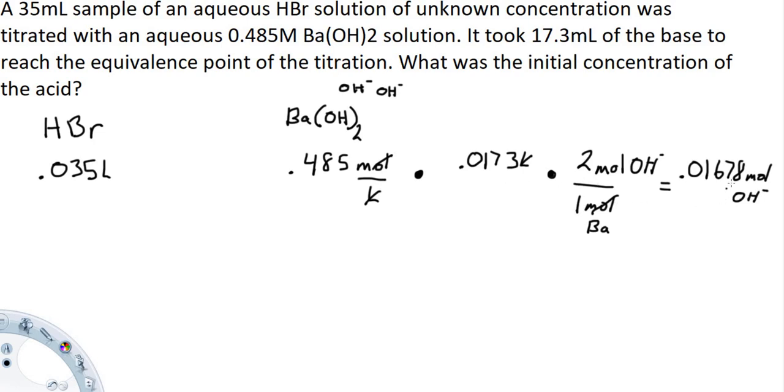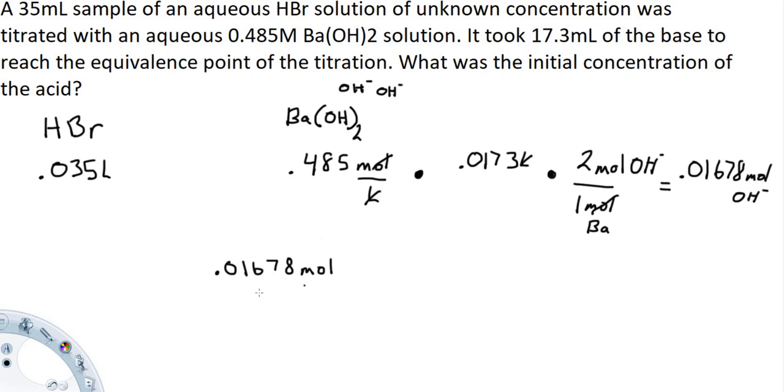And since we have solved for how many moles of OH minus there are, we know, since they're both a strong acid and a strong base, that this number of moles is going to be equal to how many moles of the acid there are. So we're going to have 0.01678 mole of the acid.